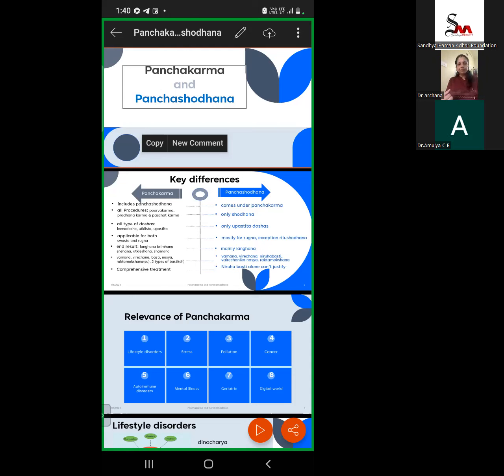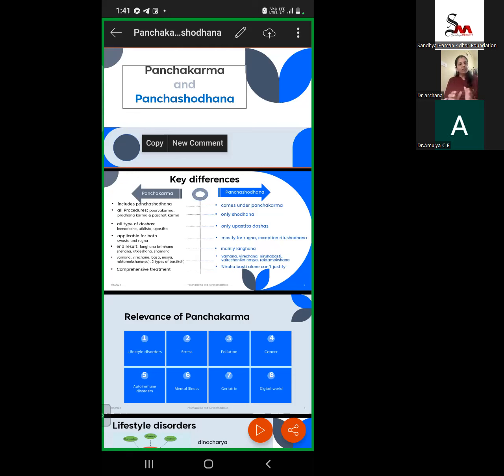Let me give one example. Panchakarma includes Anuvasana Basti also. Here, Anuvasana is not Shodhana, right? Anuvasana is basically Snehana in nature. So all Purva Karma and Paschat Karma mentioned for Matra Basti or Anuvasana Basti are included under Panchakarma. But Panchashodhana does not include Anuvasana Basti or Brahmana Nasya, etc. It's only Shodhana, where the doshas have to be thrown out.